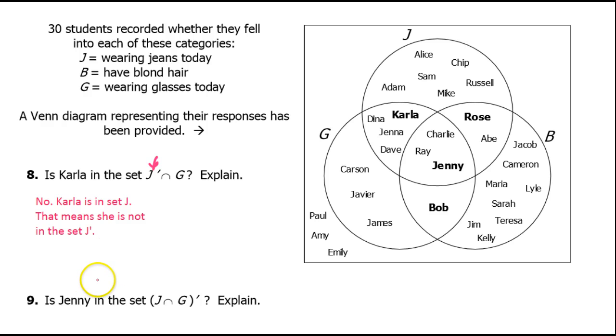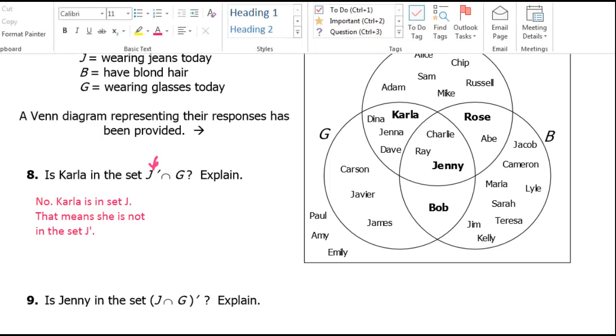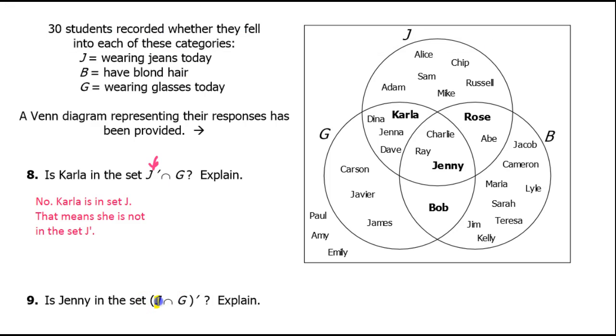All right, what about problem number 9? Is Jenny in the set not J and G? Well, let's focus on the inner part here first of all. The set J and G. That's the intersection, the overlap of set J and G. So here's set J and here's set G. So this is the overlap between those sets.